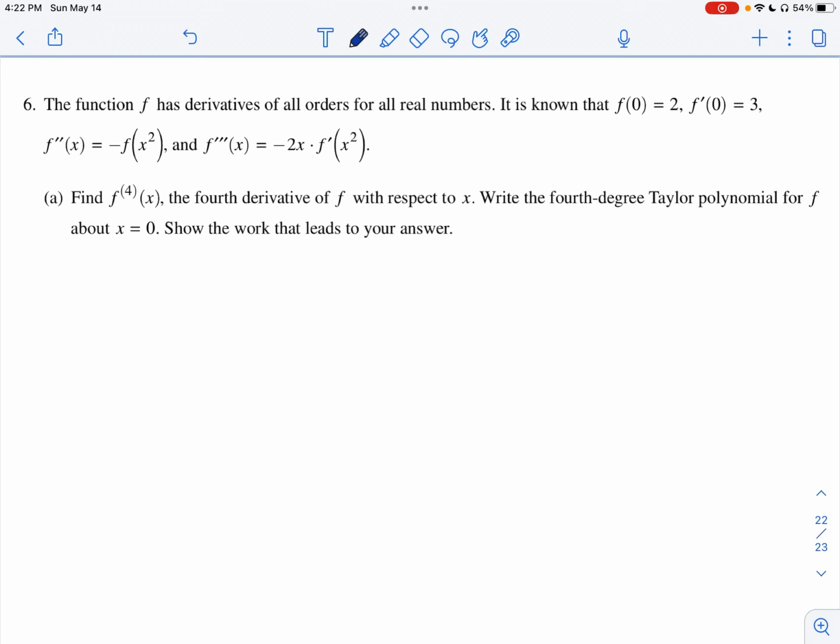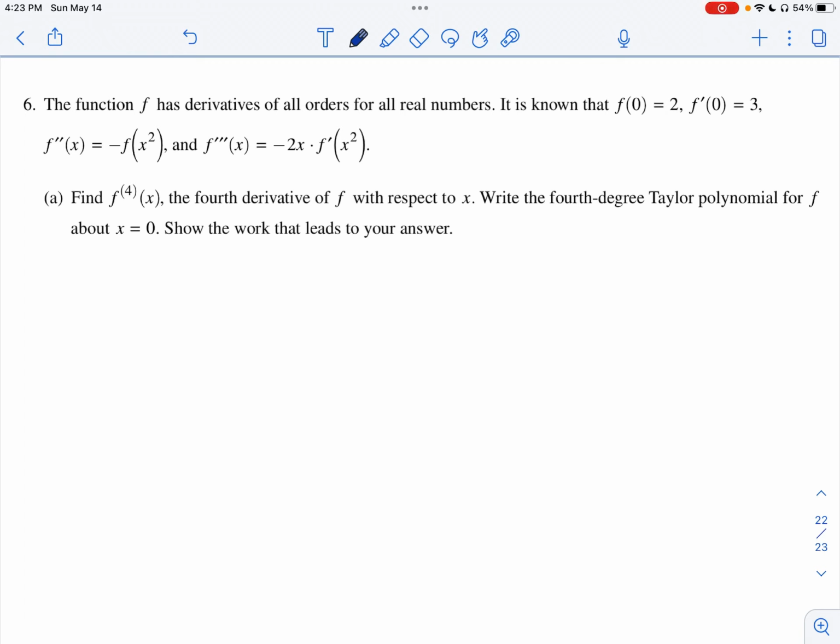So I know this seems a little weird because we don't actually have the function itself, but it is really just testing to see, do we understand the structure of how to build a Taylor polynomial? And they're trying to get a little creative with what they're writing for our second and third derivatives. But we have enough here. So first off, find the fourth order derivative of f with respect to x, and then write the fourth degree Taylor polynomial for f about x equals 0. So show the work that leads to your answer.